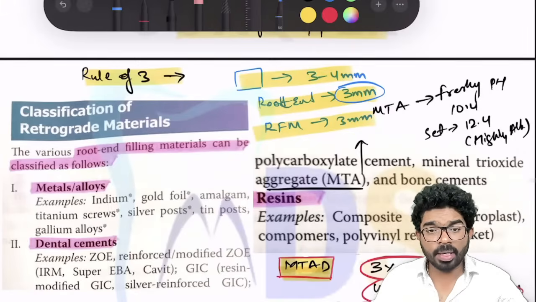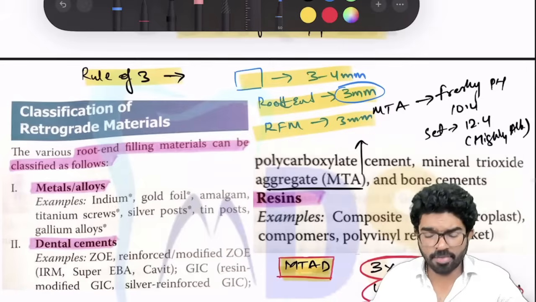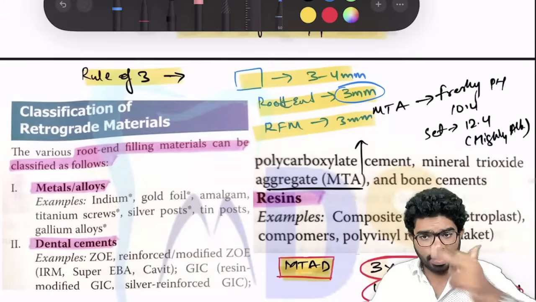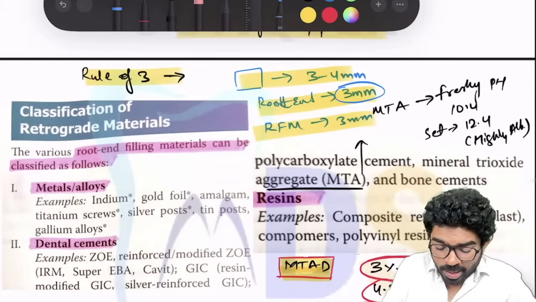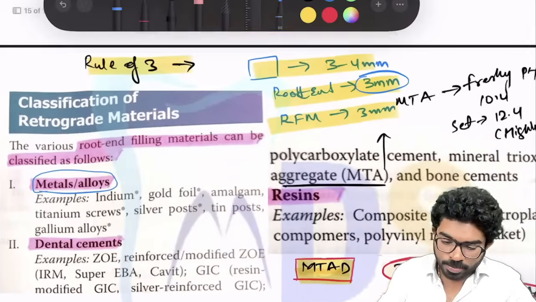So now I'm talking about retrograde filling material because you had a question on retrograde filling material classification in NEET 2022. So old generation, we have used metal alloys.